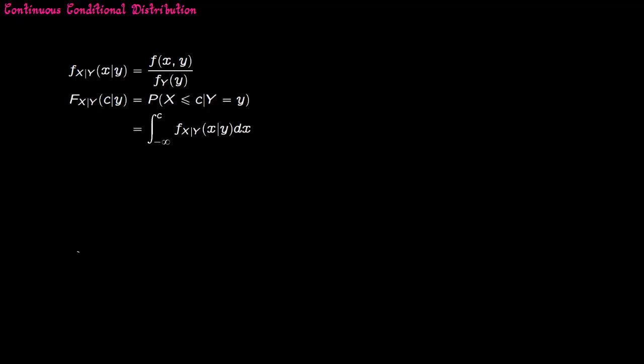Now we talk about continuous conditional distribution. So we are just going to copy the discrete case. So f of x given y is equal to the joint density of x and y divided by just the density function of random variable y.